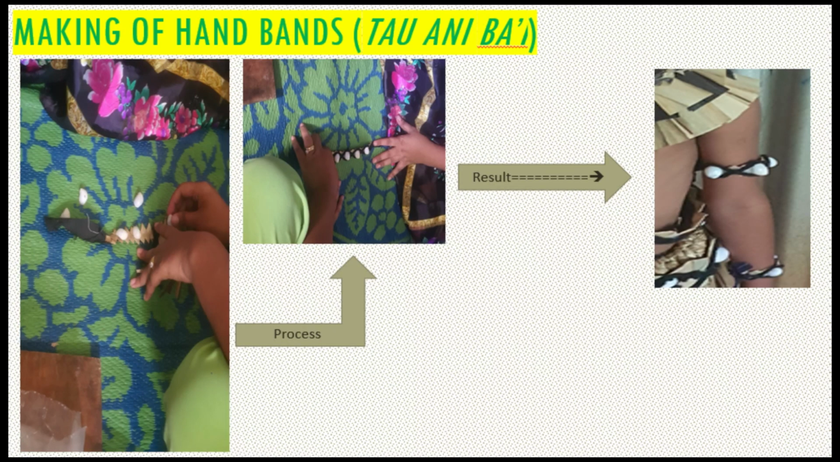Fifth slide is the making of handbands. We call that tawanipe. You can see those shells. The first photo, we have to weave it on the pendant sleeve down there. The second photo, you can see once it is done. And the third photo, when we actually tie it on the young gentleman's hand. That's what we call tawanipe.